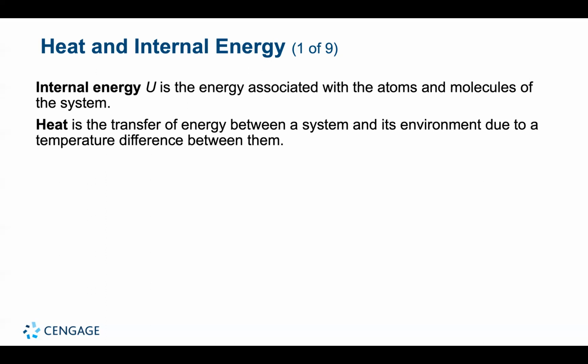Heat is a transfer of energy between a system and its environment due to the temperature differences between them. The symbol Q is used to represent the amount of energy transferred by heat between the system and its environment. Be careful with the language here. If a pan of water is heated on the burner of a stove, it is incorrect to say that more heat is in the water.